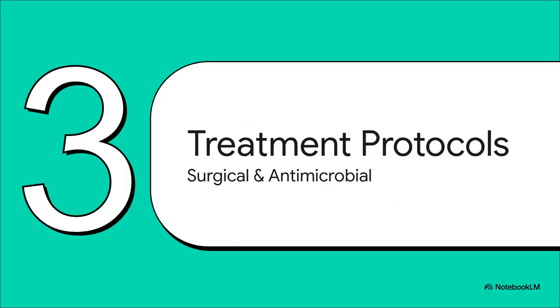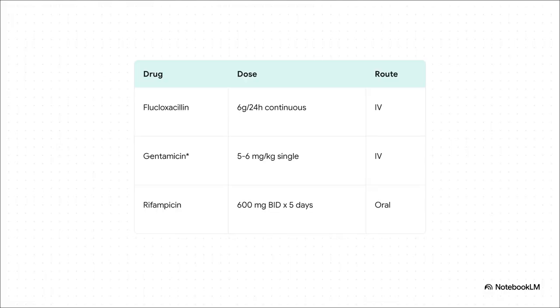Which brings us perfectly to our treatment strategy. To effectively manage a spinal implant infection, you need a powerful 1-2 punch. Aggressive surgical cleaning or debridement paired with a long and targeted course of antimicrobial therapy. Okay, let's talk about a common scenario. An acute infection where we try to save the implant. This is called DARE. That's debridement, antibiotics, and implant retention.